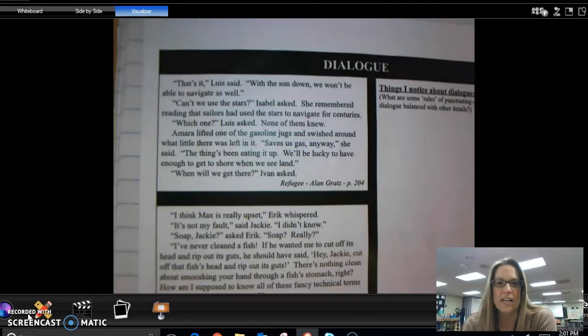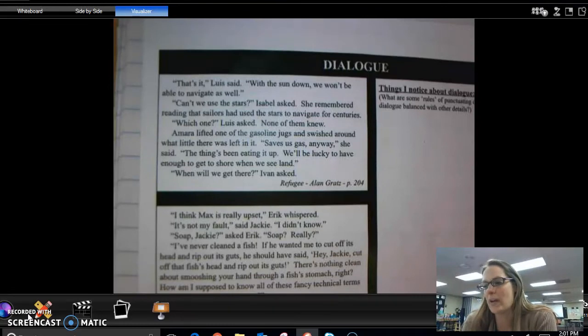We're going to take a look at dialogue today, and there's a couple of different things that you're going to be doing within your narrative. So you will need access to your narrative, whether you have a printed piece or if you have that pulled up on your laptop. But you're going to be using the strategies that we're talking about here in your narrative that you are ultimately going to submit for a grade.